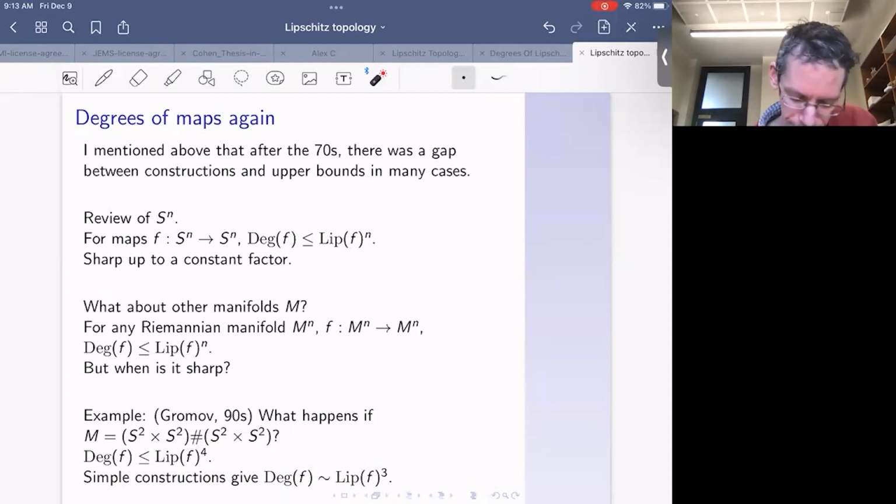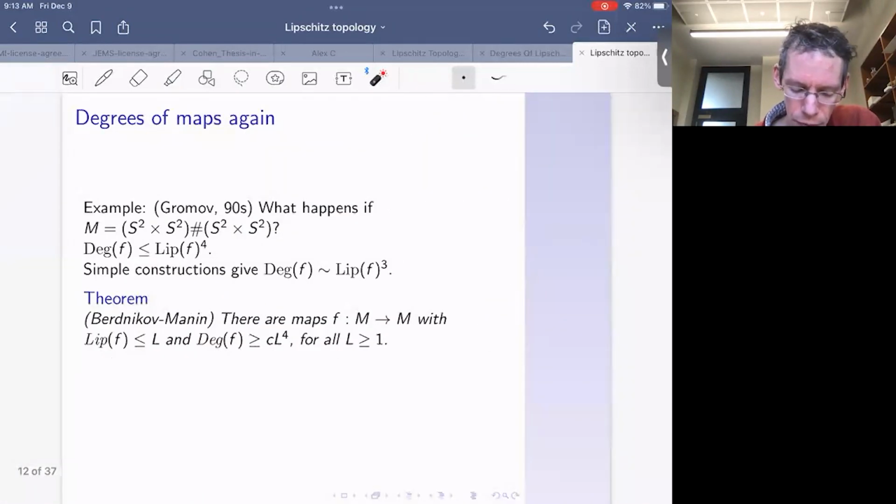is interesting. Okay, so that gap was figured out by Sasha Berdnikov and Fedor Manin. And they constructed tricky maps from this manifold to itself that are L-Lipschitz, and they actually have degree on the order of L to the 4th.